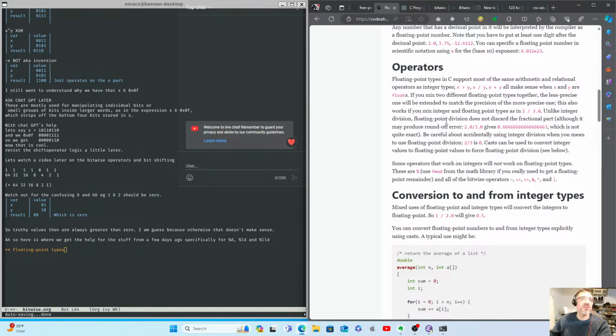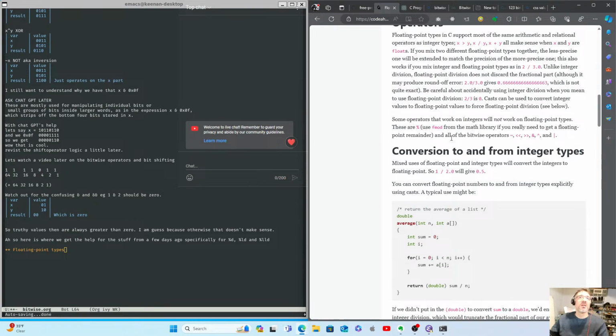Unlike integer division, floating point division does not discard the fractional part, although it may produce round-off error. 2.0 / 3.0 gives 0.666666663, which is not quite exact. Be careful about accidentally using integer division when you mean to use floating point division. 2 / 3 is 0. A cast can be used to convert integer values to floating point values to force floating point division.